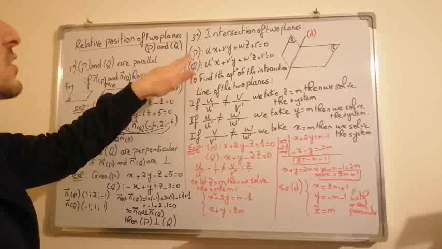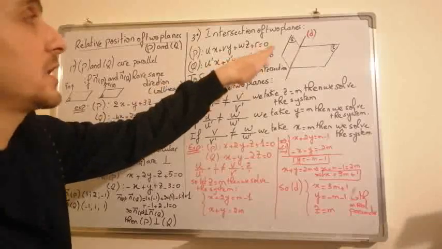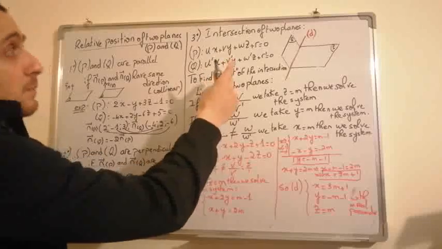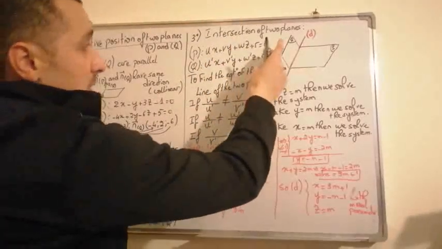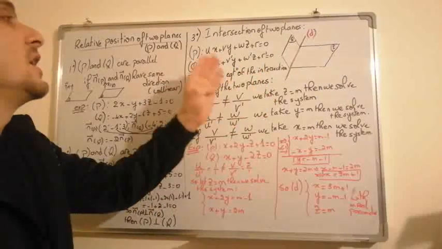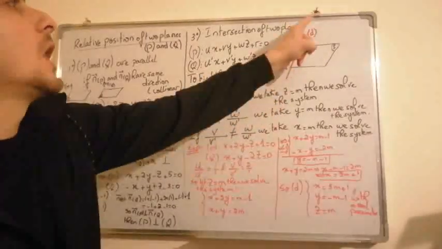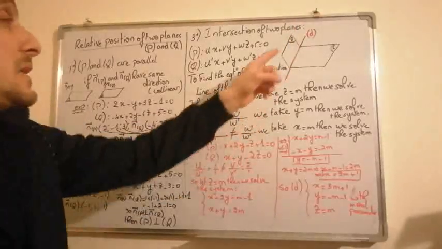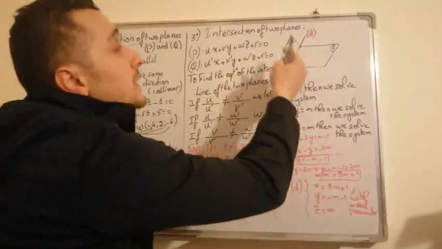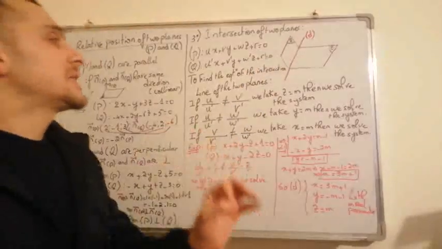If the equation of plane P is in the form ux plus vy plus wz plus r equals 0, and the equation of plane Q is u'x plus v'y plus w'z plus r' equals 0, to find the equation of the straight line, the intersection line of the two planes, this is the line. The red line represents the intersection between the two planes. I mean this line is included in plane P and in plane Q at the same time.